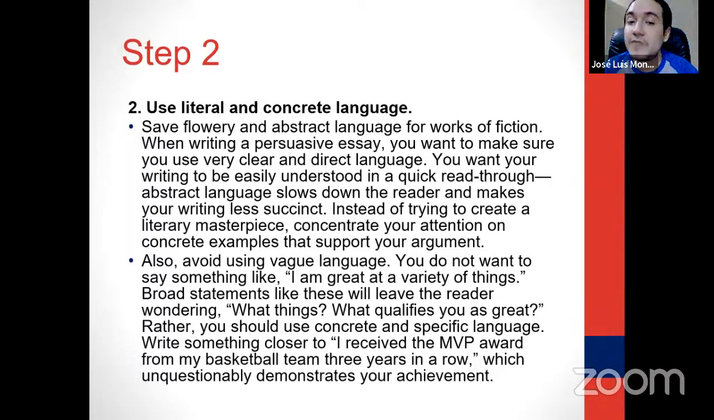Also, avoid using vague language. You do not want to say something like, I am great at a variety of things. Broad statements like this will leave the reader wondering, what things? What qualifies you as great? Rather, you should use concrete and specific language. Write something closer to, I received the MVP award from my basketball team 3 years in a row, which unquestionably demonstrates your achievement.